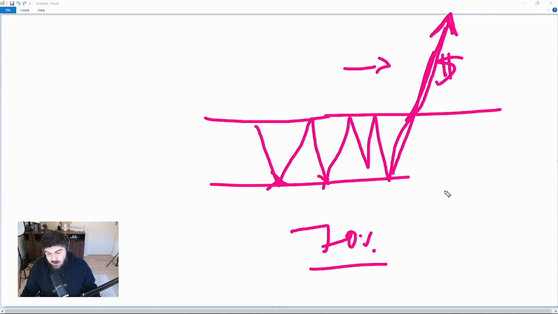So hopefully this has been helpful. This is how you trade a range. This is how you average into a range and how you lean on the level in the industry.